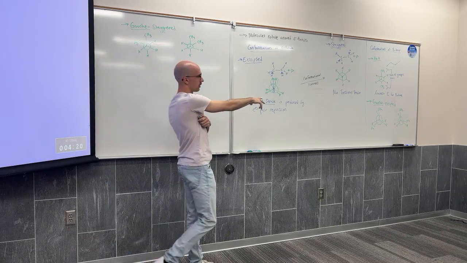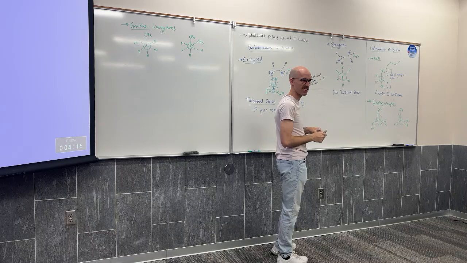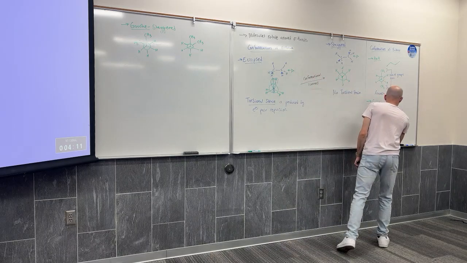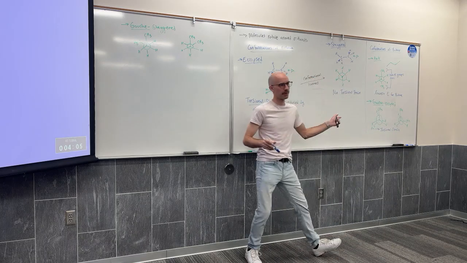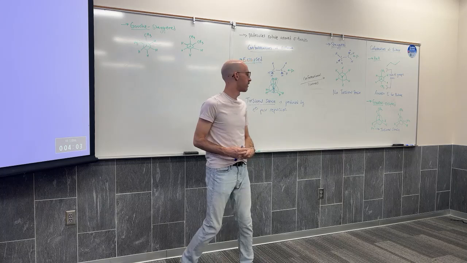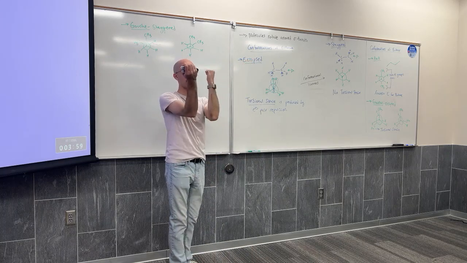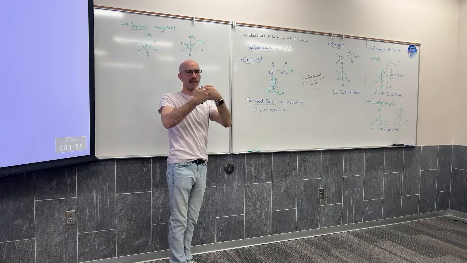This molecule, gauche eclipsed, I should have added this in. Sorry. This molecule experiences torsional strain. Would you agree? Why does it experience torsional strain? It's eclipsed. Electron pairs are sitting in front of each other, like holding like ends of a magnet together.